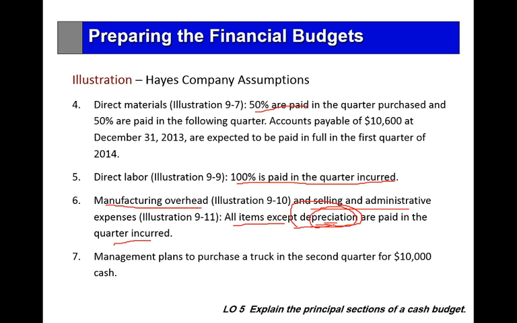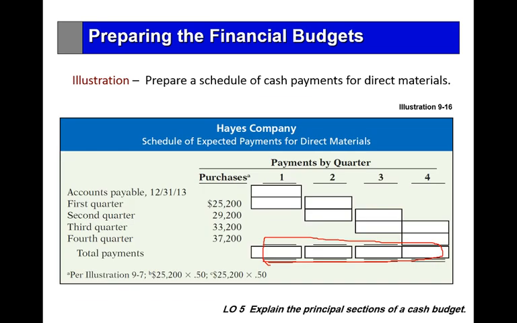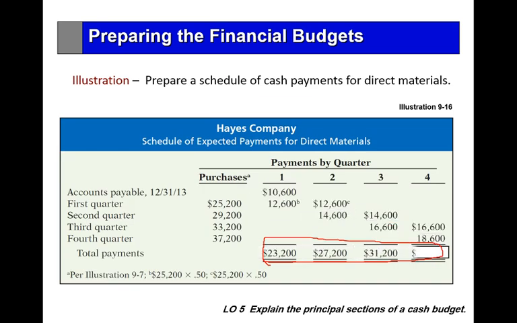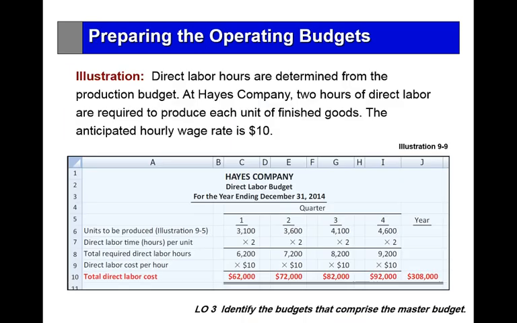Then depreciation must be excluded from the selling, administrative, and manufacturing overhead. Here, if we go to our cash budget, then direct labor, we have here from direct labor budget. We talked about direct labor budget in the previous videos. We have 62,000, 72,000, 82,000. You must go back for these videos to see how we reach these amounts.